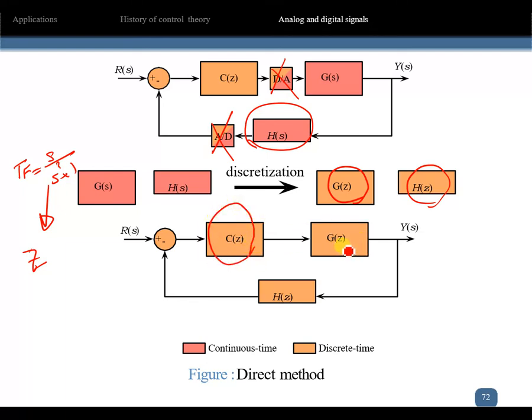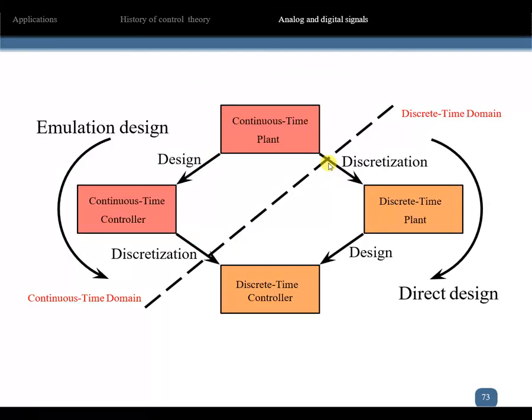I change my system or my plant to the Z domain and my sensor in the Z domain. Here they said if you have a plant in the S domain, with discretization you go to the Z domain, and if you have a control system in the S domain, with discretization you go to the discrete time or the control time.